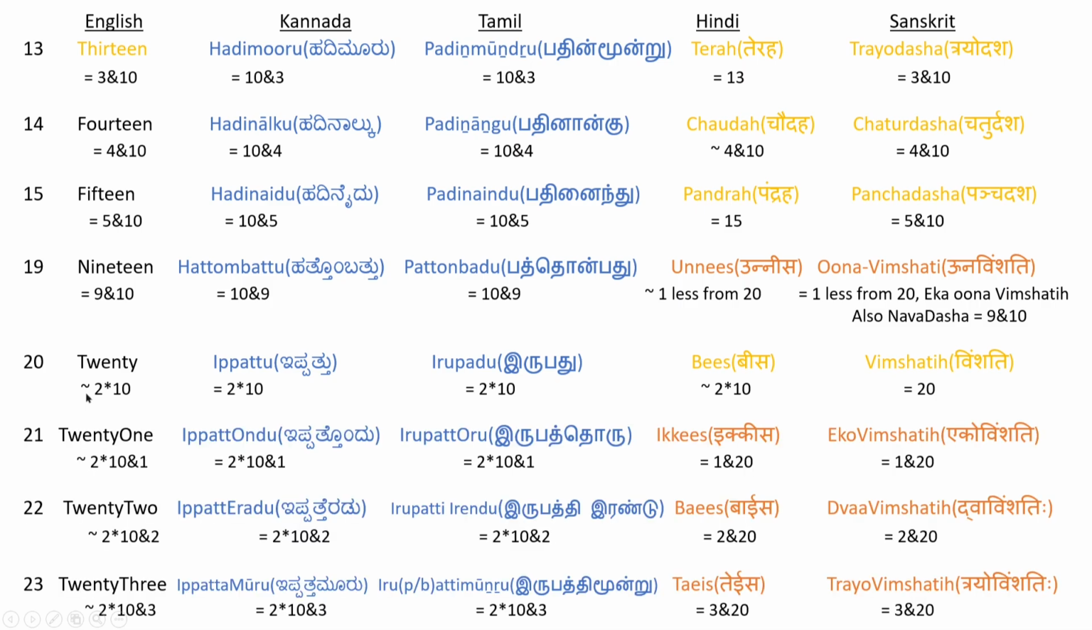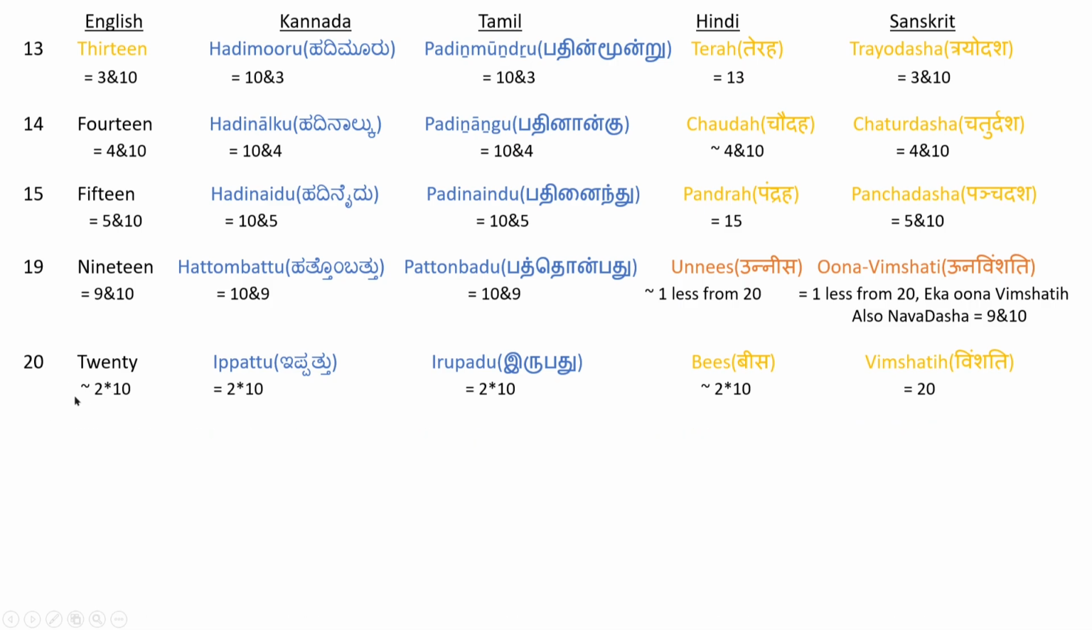So now after 20, the English system gets back to the same format as Kannada and Tamil. Here the direction was reversed, 3 and 10. It was 10 and 3 here, 3 and 10, but after 20 there's no difference between English and Kannada. They both represent the proper decimal system. So 20 can be roughly thought of as derived from 2 and 10, 2 and 10, 20.